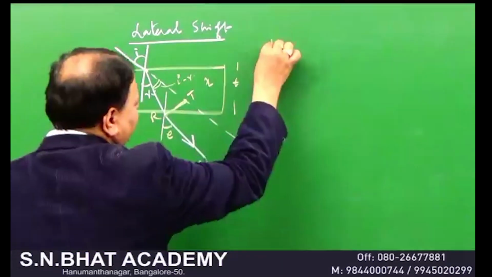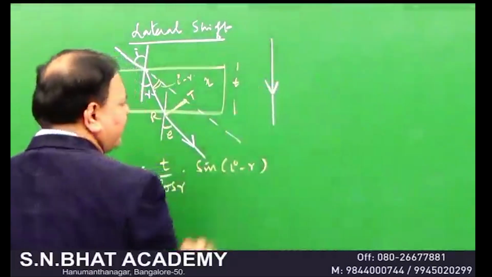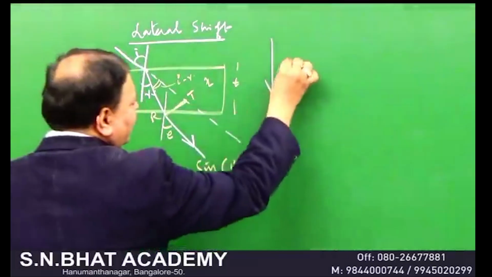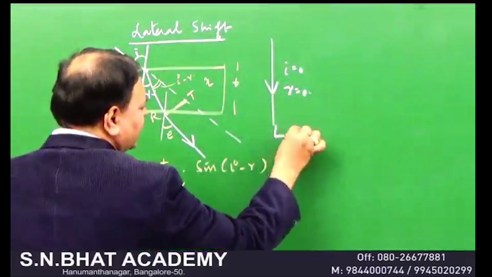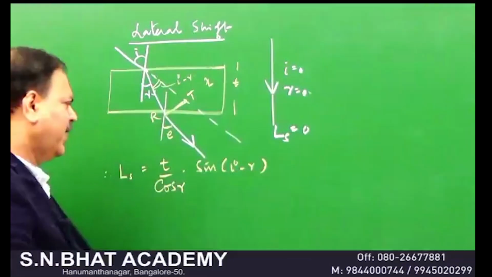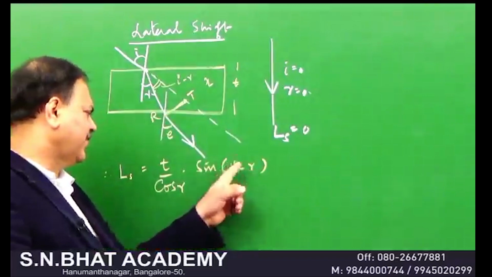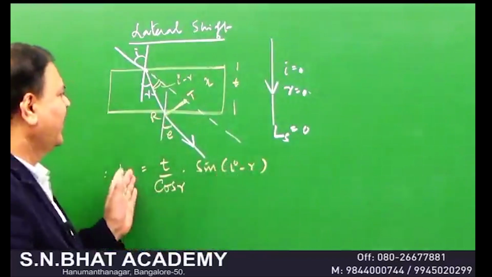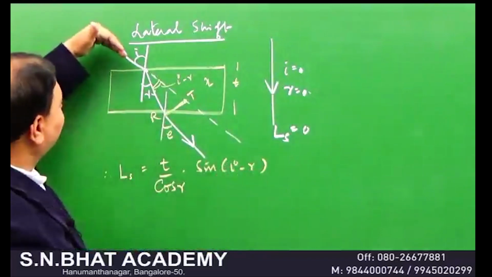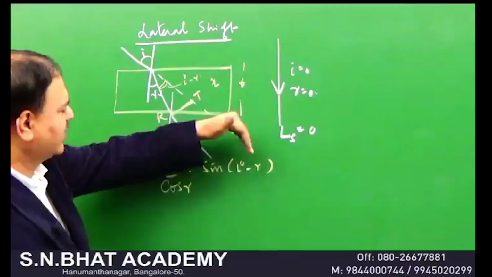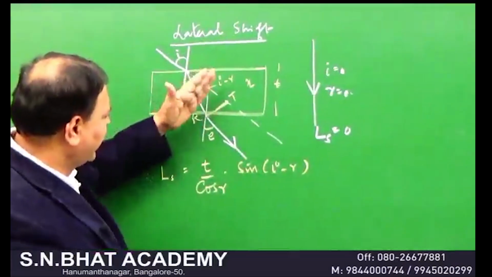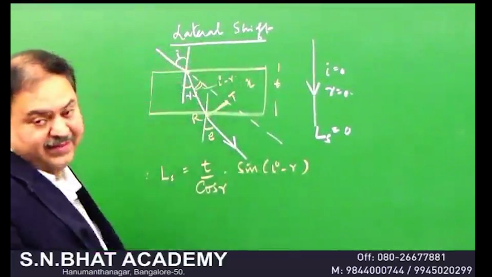If the ray of light is incident normally, you know that i is 0, r is 0. Under that condition, your lateral shift is equal to 0, because 0 minus 0 is 0, sine 0 is 0. Note, lateral shift has a meaning when you incline it. The ray of light is incident at some angle. This is the direction of the incident ray, that's the refracted ray. This is a perpendicular distance.